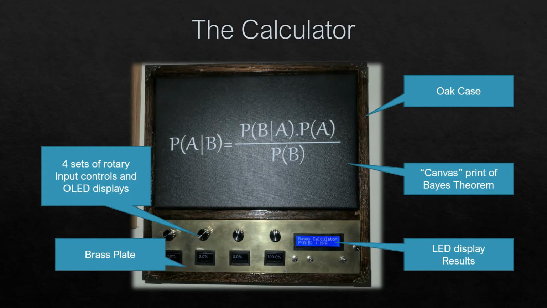So this is just a summary of building my calculator, and a couple of previous YouTube videos get into this in a lot more detail, so I'll just go through this pretty quickly. But this is the calculator. It's hanging on my wall at the moment. It's got a big oak case, a canvas print of the Bayes theorem that you see there, and an LED display to show the results. It's got a big brass panel plate that mounts all the controls, and 4 sets of rotary controls to input values for the Bayes theorem.